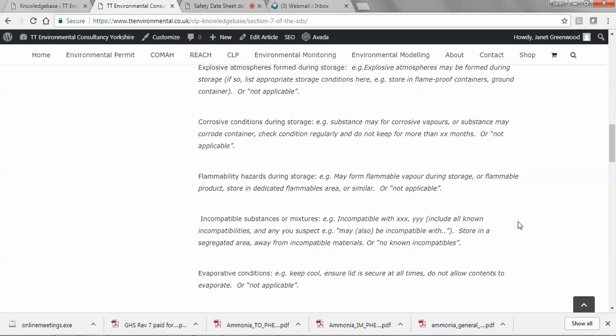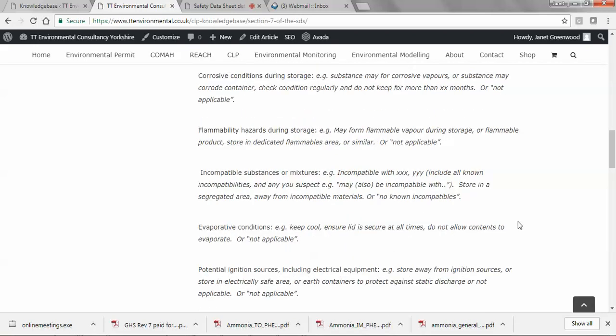Incompatible storage and mixtures. Evaporative conditions. If you've got something with a solvent in it, it is highly likely that it will evaporate at the slightest chance, you may want to ensure that the product's kept cool, and this also applies to flammable or potentially explosive things.